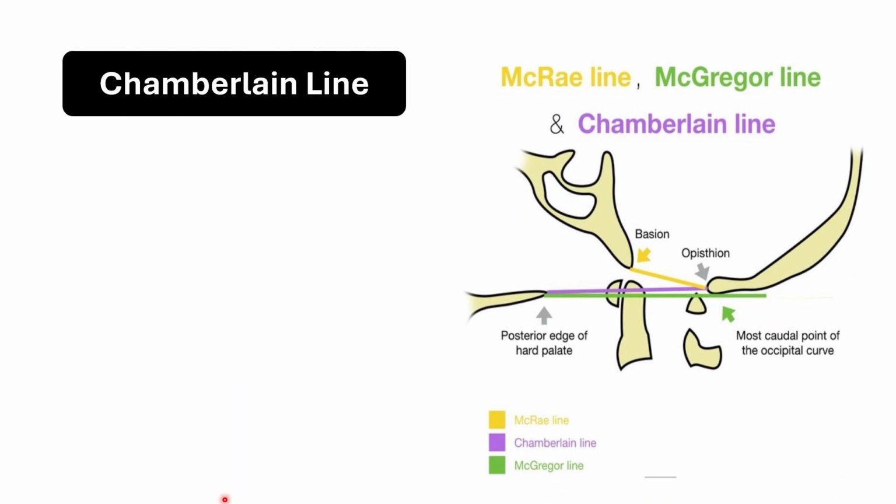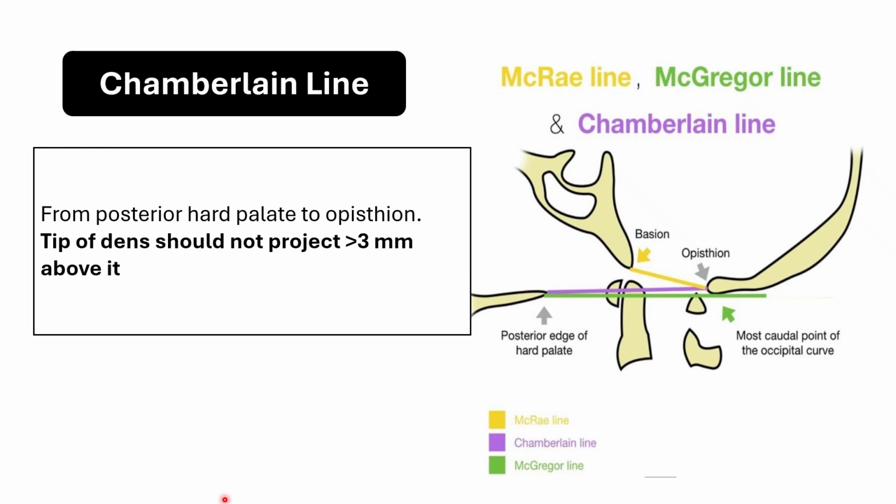So first one is the Chamberlain line. What is the Chamberlain line? It is the line drawn from the posterior tip of the hard palate to the posterior wall of the foramen magnum, that is called the opisthion, and the dens should not be more than 3 mm above this line. So this is called the Chamberlain line.